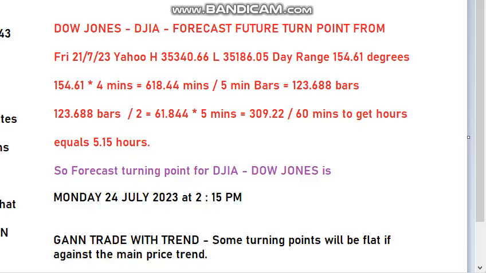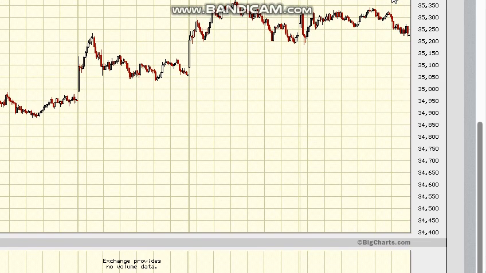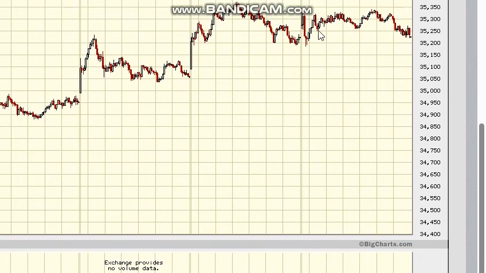So if we look on the chart, it's Friday. So you've got 1 hour, 2 hour, 3 hour, 4 hour, 5 hour, 6 hour, 7 hour, and then you keep going. And as you can see from Friday's chart, it was bouncing up and down within a range. So there's going to be some kind of trend change around there.